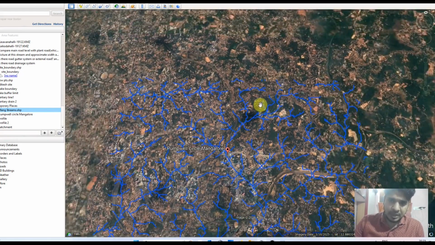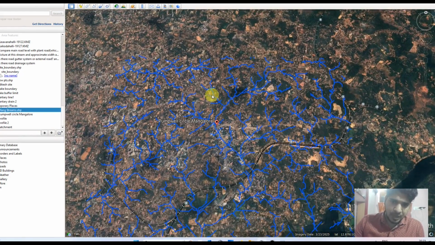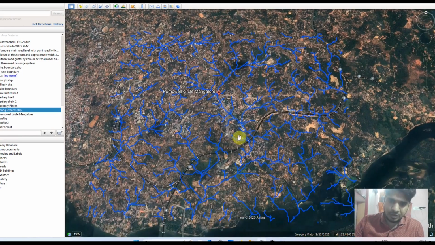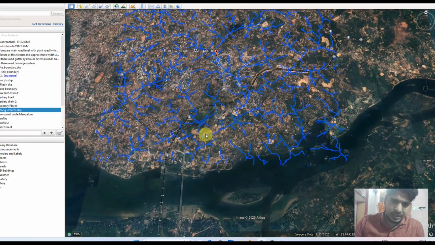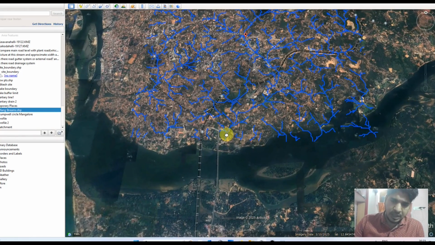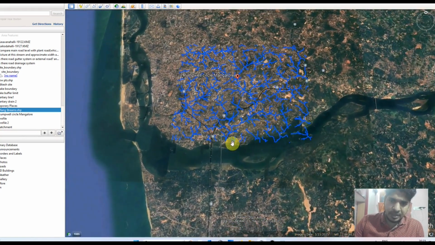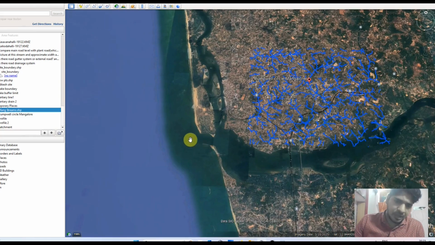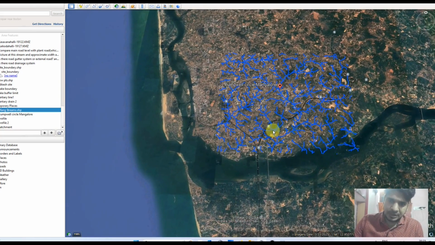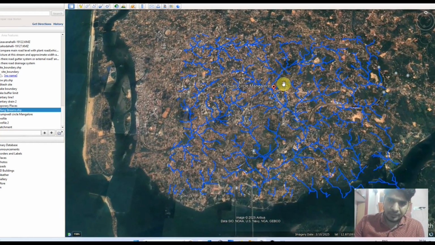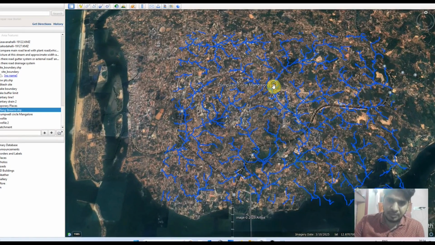Whatever rainfall comes from the upstream will go from north to south, and finally it is going to discharge through the channels into the Netravati river. The Netravati is a major river passing through Mangalore city, and from the Netravati river it discharges into the Arabian Sea. So this is the natural drainage path of the drainage system near this Pumpwell circle.